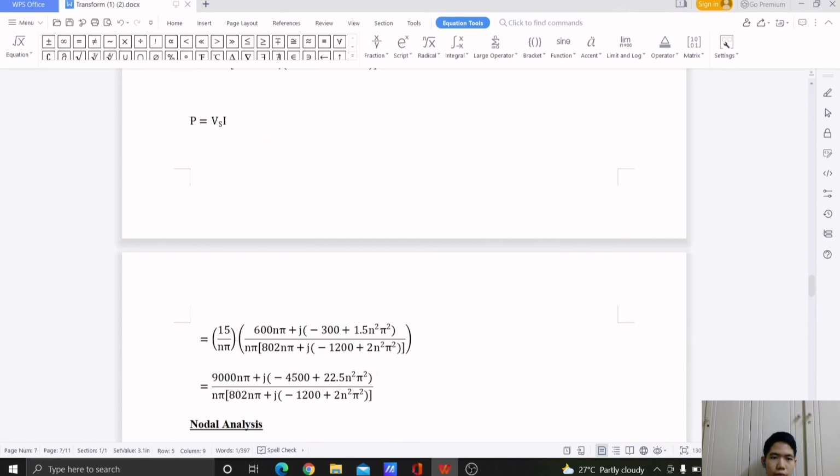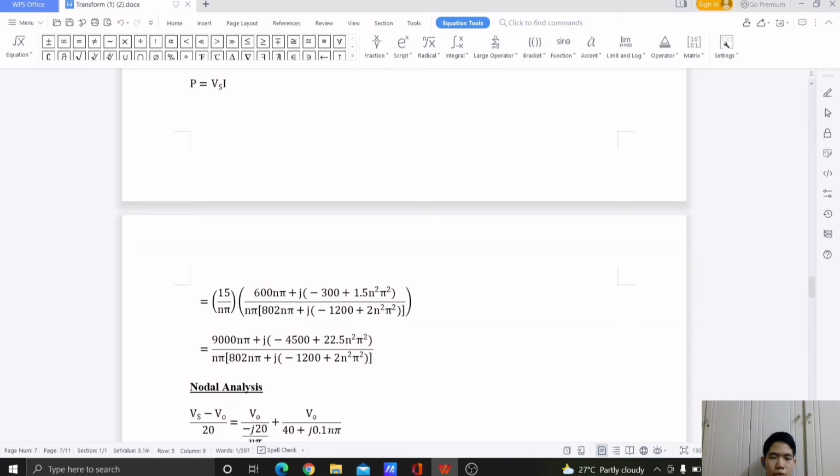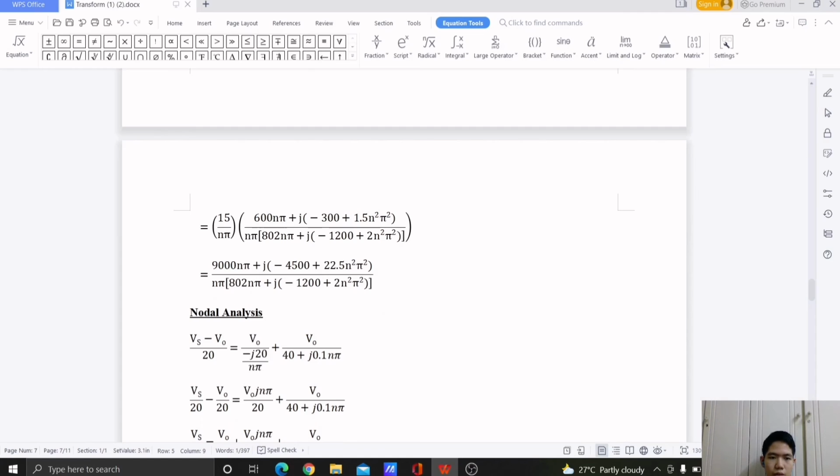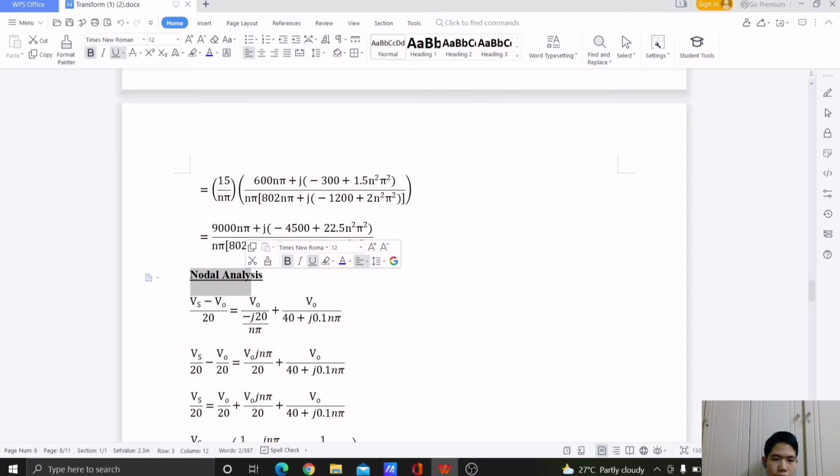total power. Total power equals the voltage source times the total current. Then for the final answer we just multiply them together. So the answer will become 9000 n pi plus j bracket minus 4500 plus 22.5 n square pi square bracket over n pi bracket 802 n pi plus j minus 1200 plus 2n square pi square. And then we find the nodal analysis for the V0.